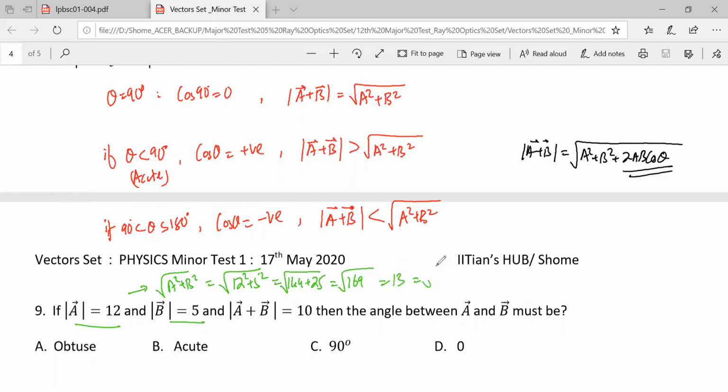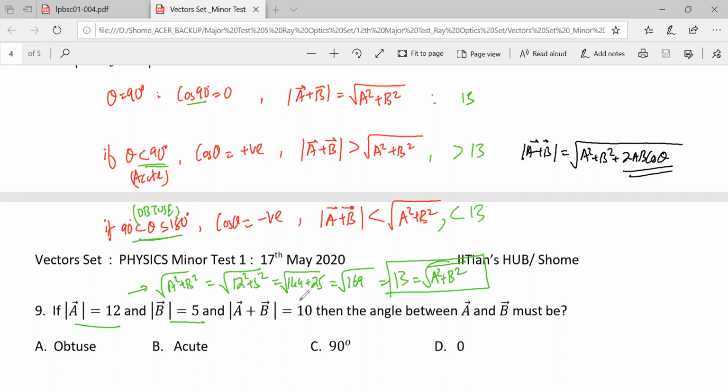Okay, so your root of a square plus b square is in fact equal to 13. So what that is telling us is that each of these cases is telling us if theta had been 90, then it would have been 13. If theta is less than 90, then this is greater than 13. If theta is obtuse, then what is happening? It's less than 13.